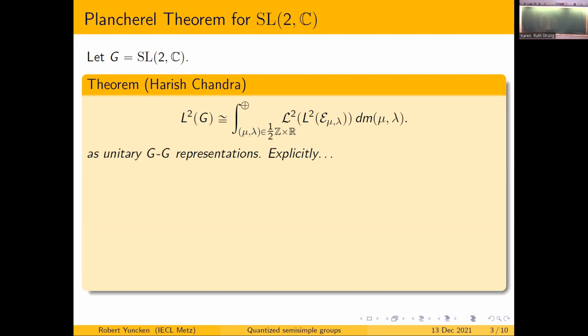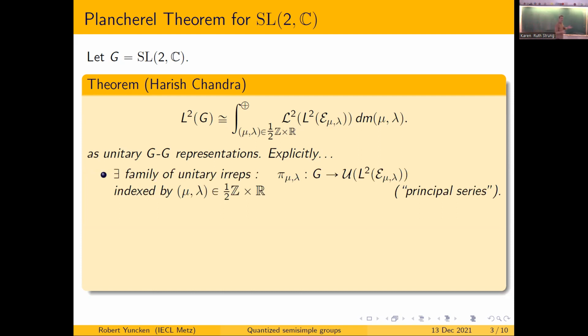You get, again, L2 functions on G, equipped with the left and right regular representations, decomposed, now not as a direct sum, but a direct integral of Hilbert-Schmidt operators on a family of irreducible unitary representations of our group, which I've called here L2 of E mu lambda. And let me say what those are. Well, let me not specify. We'll get to what they are shortly. Let me just say that they are some family of unitary irreducible representations for SL2C called the principal series representations. They're actually representations on some line bundles over the flag variety. And they are indexed by two parameters now, a discrete parameter mu, which is a half integer, and a continuous parameter lambda, which is a real number.